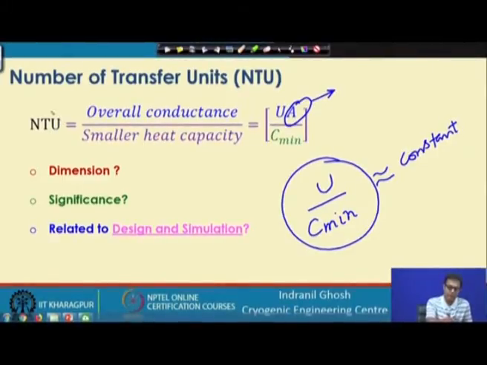That means, for a particular type of heat exchanger, if we find that the U by C mean is nearly constant, so if we increase the NTU, the physical dimension of the heat exchanger A will also increase. Now, what is the significance of this one? We can have an idea about the overall size for a particular heat exchanger from this parameter.